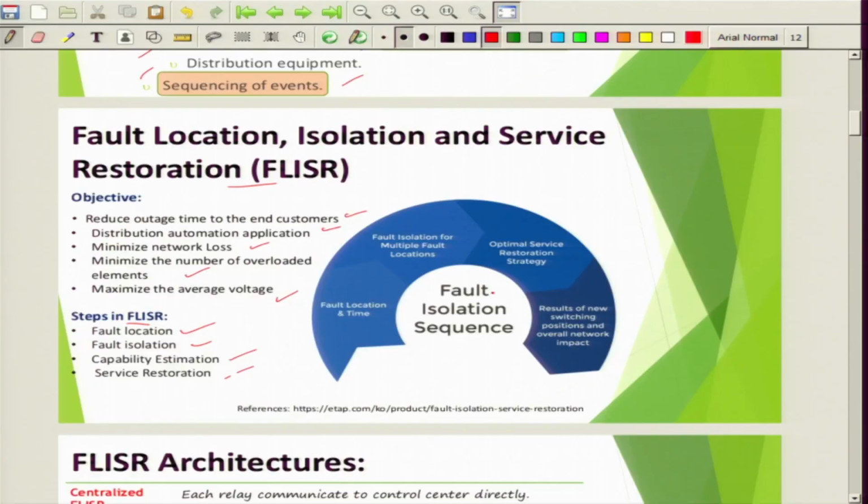So this is the isolation sequence that is being displayed here. Fault location and time of occurrence of the fault is monitored, and then fault isolation for multiple fault locations. There could be faults happening at multiple places that need to be isolated, along with an optimal service restoration strategy and the results of new switching positions and overall network impact. So that can also be administered.